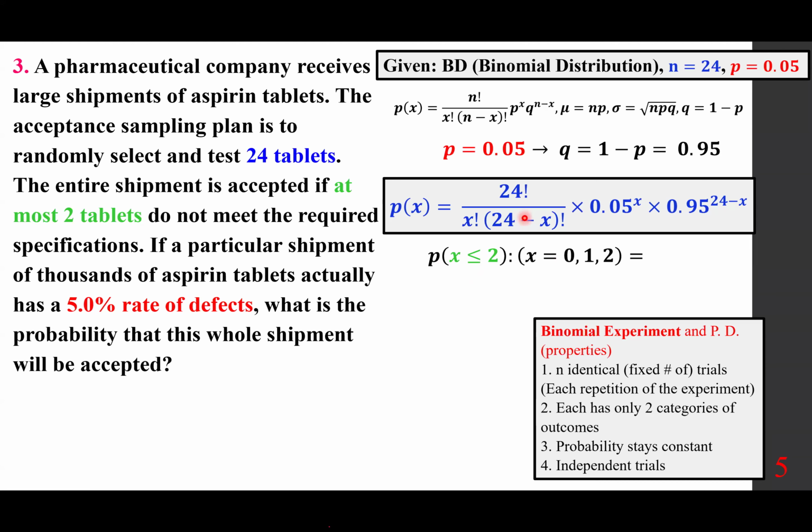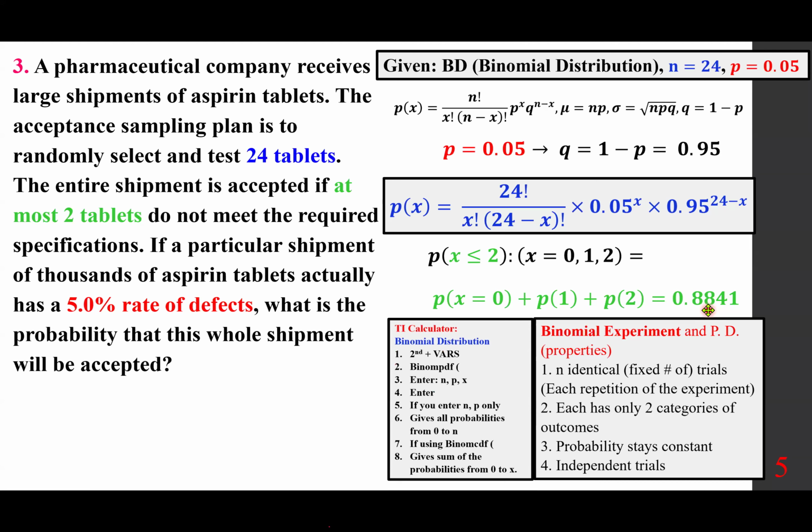So into this, we replace the X with 0, we come up with an answer. 1, we come up with a different answer. 2, we come up with a different answer. We add all three. So if we want to do it by hand, we can do that. However, when you get to this point, you may use technology as follows. So binomial distribution, second variable is binomial PDF NPX. Enter. If you enter N and P only, it gives you all probabilities from 0 to N and so forth.